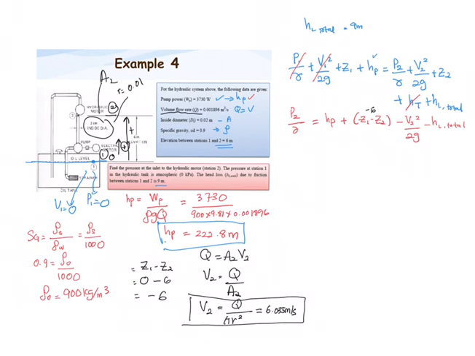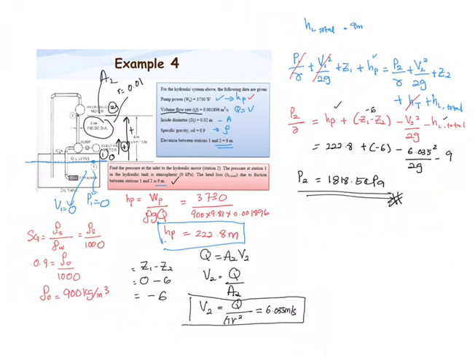Okay, now we have V2. Also we have the HP and Z1 minus Z2, so we substitute into the final equation here: HP 222.8 plus negative 6 minus 6.035 squared over 2g minus HL total 9. When you settle all the calculation here, you can get P2 as 1818.5 kilopascal.